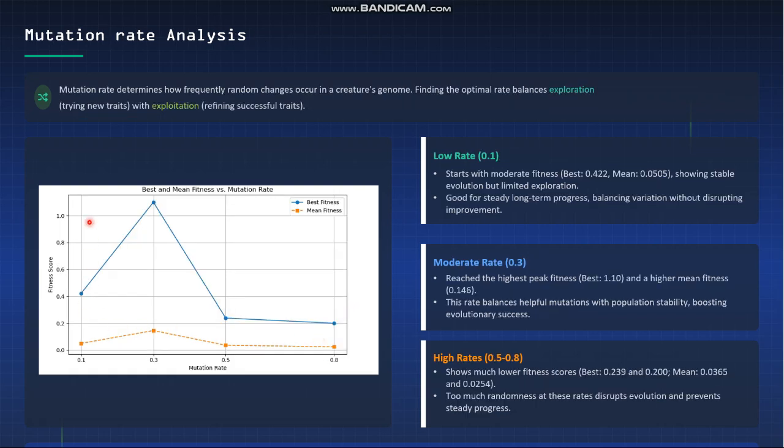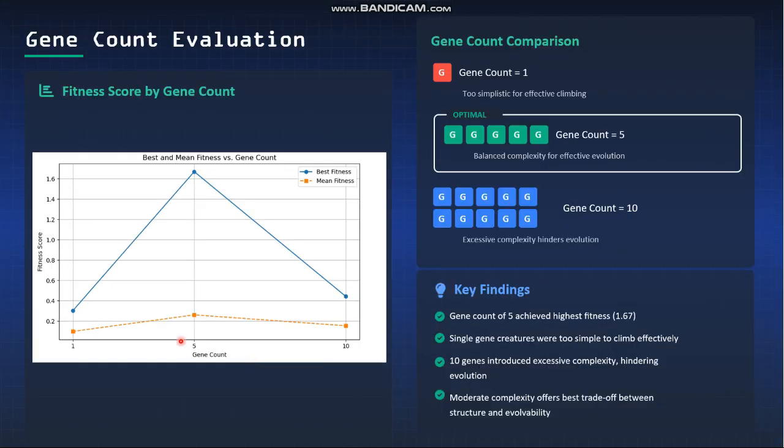Next, we have the mutation rate results. Mutation rate affects how often random changes happen in the genome. A low rate like 0.1 leads to stable but slower evolution with limited new traits. At a moderate rate of 0.3, the fitness peaks higher and the population evolved more effectively by balancing exploration of new traits and stability. Higher mutation rates between 0.5 and 0.8 introduce too much randomness, disrupting the progress and lowering the fitness. Then we have the gene count results.